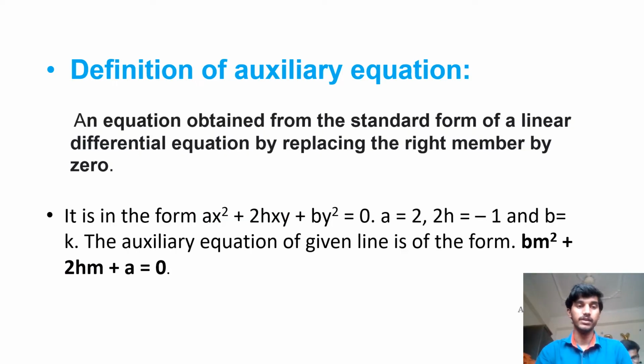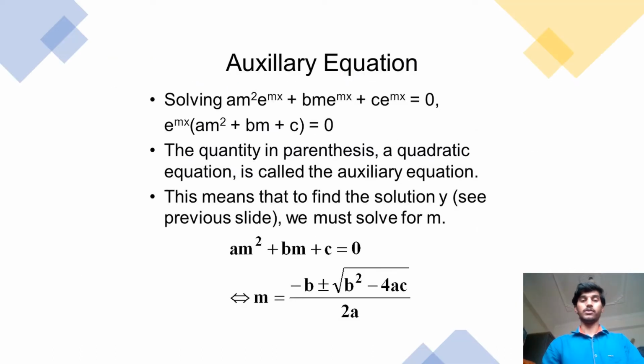Definition of auxiliary equation: an equation obtained from the standard form of a linear differential equation by replacing the right member by 0. It is in the form ax square plus 2hxy plus by square is equal to 0. A is equal to 2, 2h is equal to minus 1 and b is equal to k. The auxiliary equation of given lines is in the form of bm square plus 2hm plus a is equal to 0. Auxiliary equation: solving am square e power mx plus bm into e power mx plus c into e power mx is equal to 0.